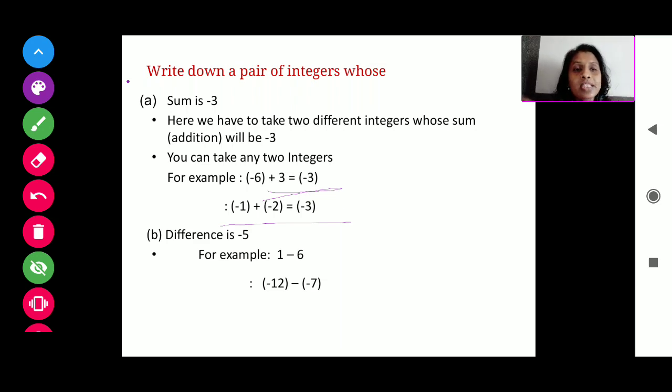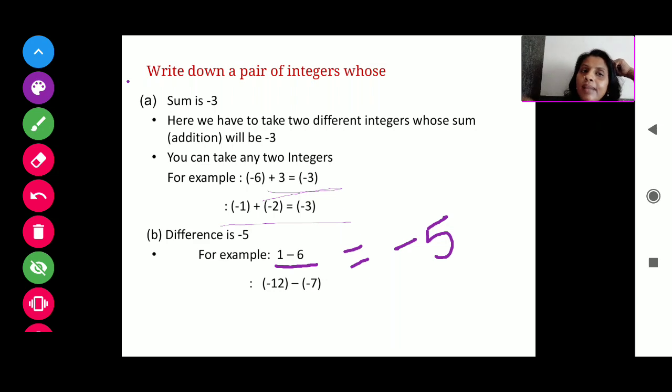So here first I have taken 1 and -6. Obviously the smaller integer will be subtracted from the bigger integer. So 6 minus 1, and the answer will have the sign of the bigger integer. The bigger integer is 6, and 6 has a minus sign, so -5.